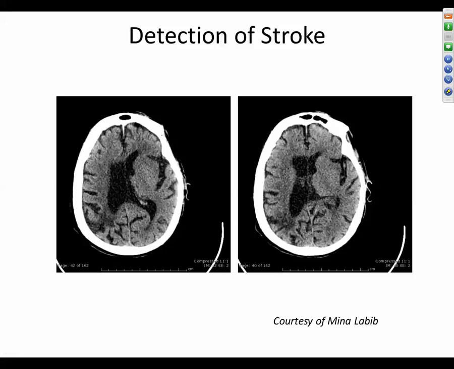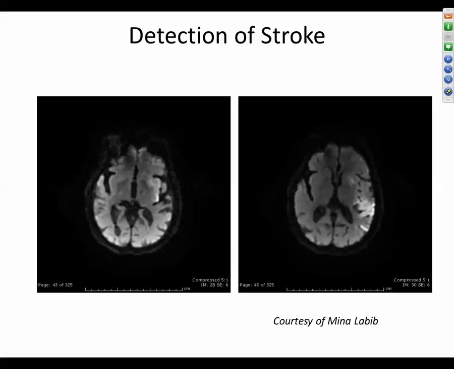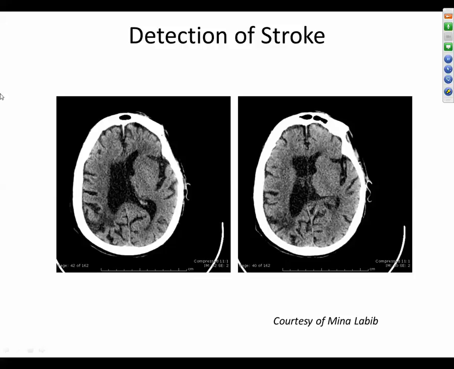Here is an example of stroke. These images are acquired at Robert Wood Johnson, I got it from Mina. In CT, we cannot see any abnormality, but in MRI, this part, this is DWI images, it looks bright because the diffusion is restricted. So stroke is detected at a very early stage, maybe just 1 hour after it happens. In contrast, in CT, it cannot be detected until several days later.